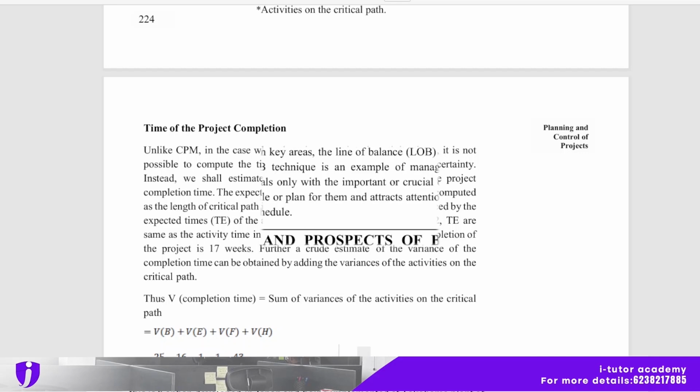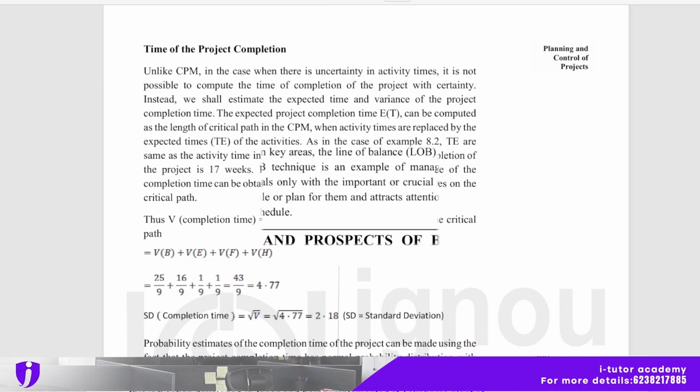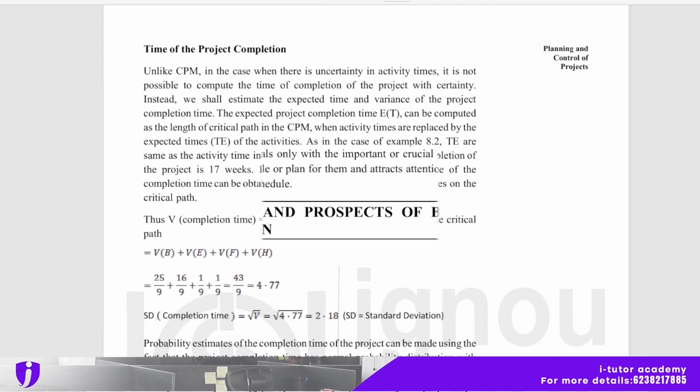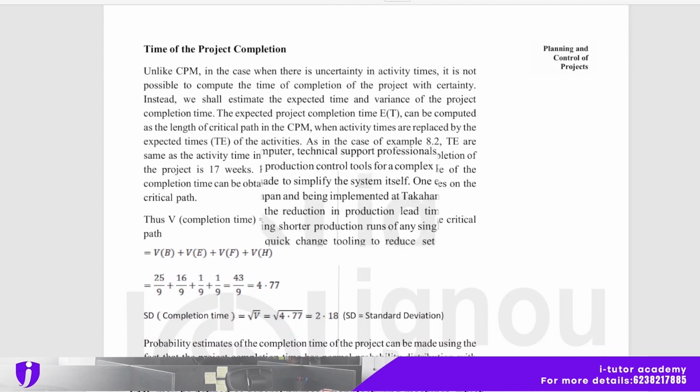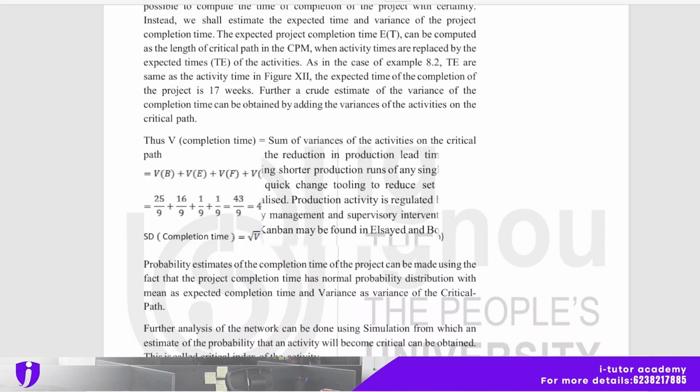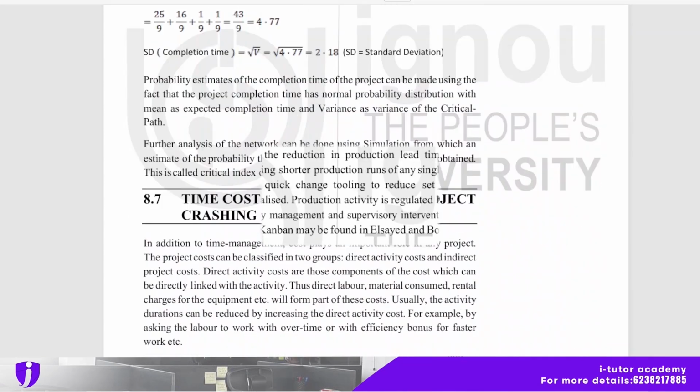As in the case of example 8.2, taking the same activity times, in the last figure we referred to, the expected time of completion of the project is 17 weeks. Further, a crude estimate of the variance of the completion time can be obtained by adding the variances of the activities on the critical path, that is, the variance of completion time is equal to the sum of the variances of the activities on the critical path. Okay, so here is an equation, please refer to that.